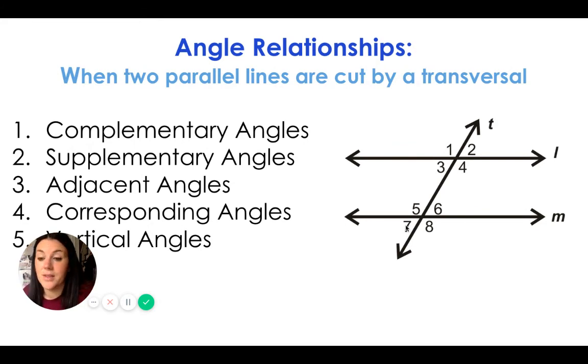And that means that they're equivalent. So whatever angle 3 is, so is angle 7. If angle 3 is 85 degrees, so is angle 7. If angle 3 is 5x plus 20, so is angle 7.